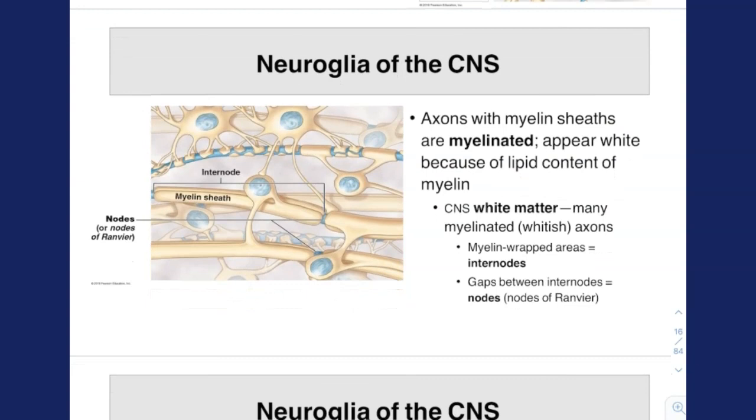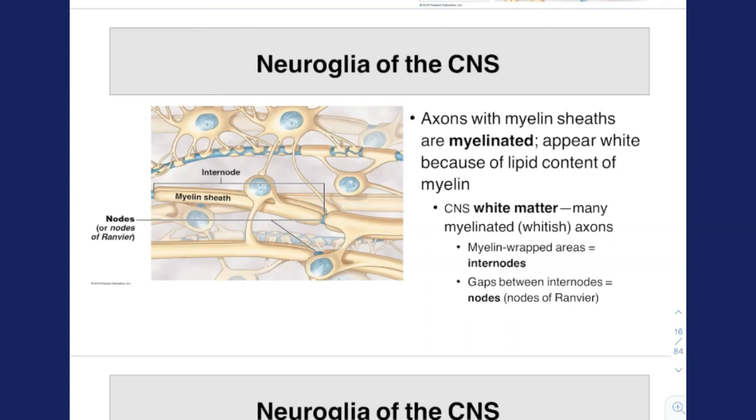In the central nervous system, axons that are coated in a myelin sheath look kind of white or yellowish because of the lipid content of the myelin. And so we call these myelinated axons the white matter. Unmyelinated cell bodies of these neurons are our gray matter.